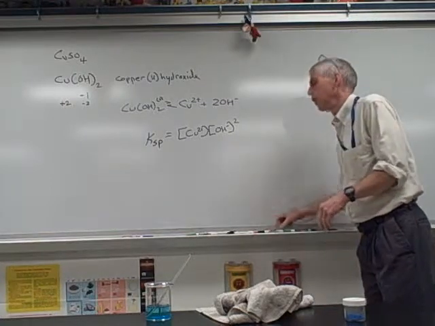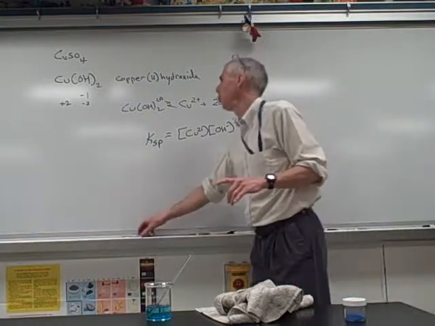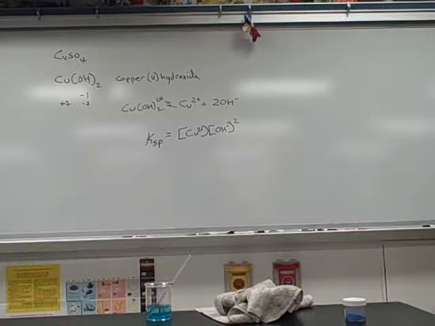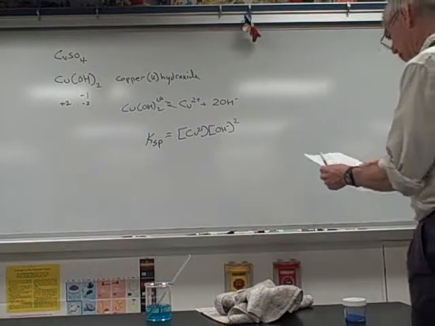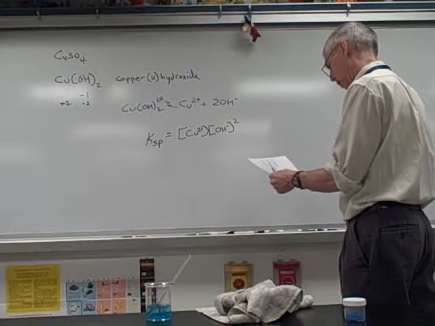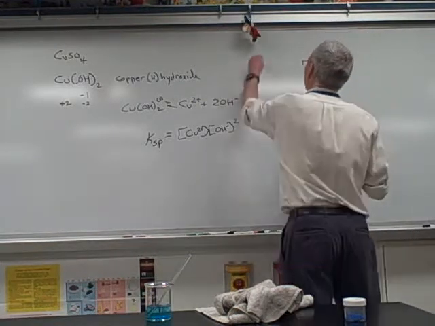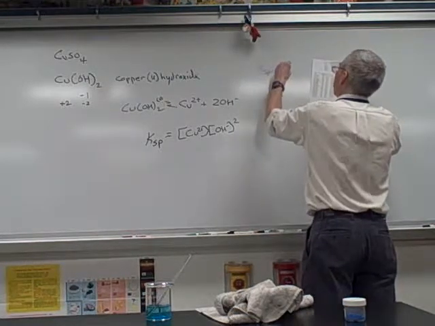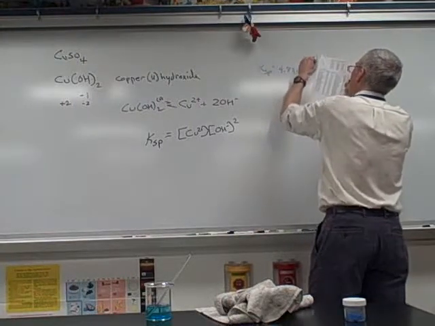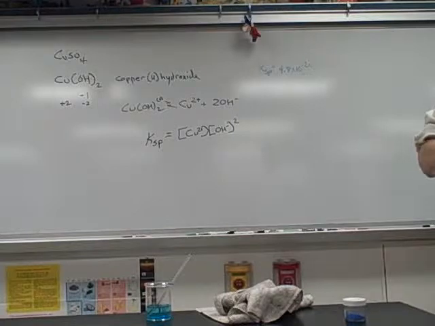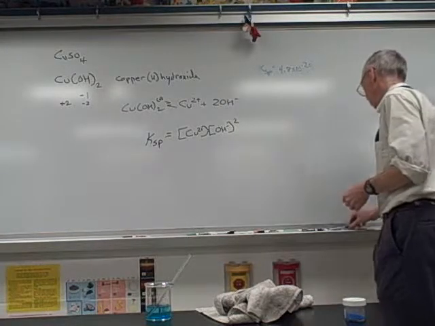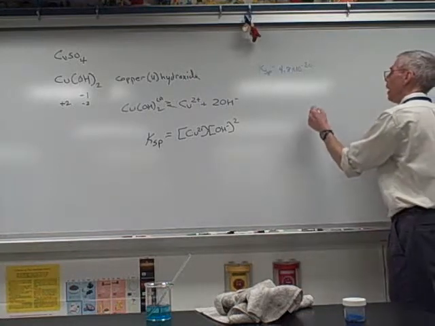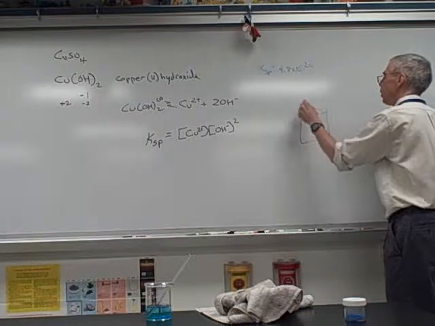Okay. Ready? Now here's where it gets a little weird. You guys, on the sheet I gave you today, copper hydroxide. Okay, so the Ksp for copper hydroxide is 4.8 times 10 to the -20th. Thank you. All right. Okay, now, think about this. What's going to happen if you throw some copper hydroxide in water?